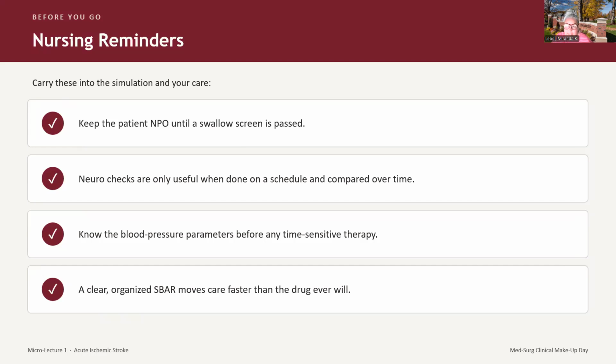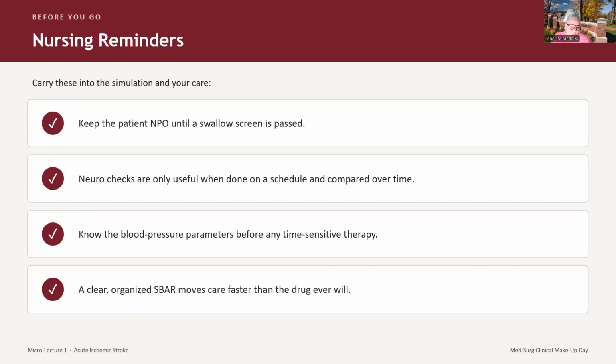So this patient needs a lot of care, total one-to-one care for the first 24 hours. So that is why these patients generally go to an ICU. You want to know the blood pressure parameters before any time-sensitive therapy. So again, remember that systolic has to be under 180.